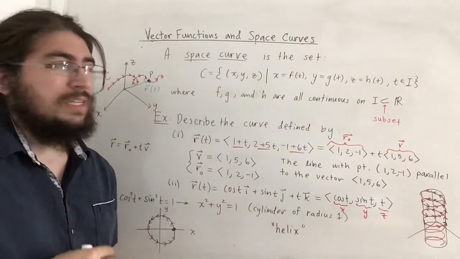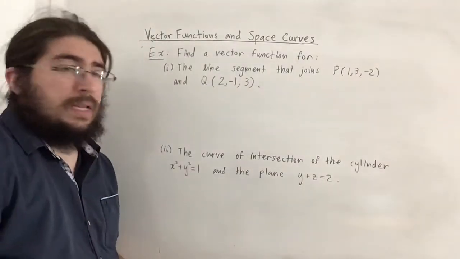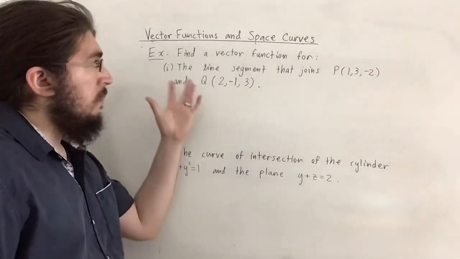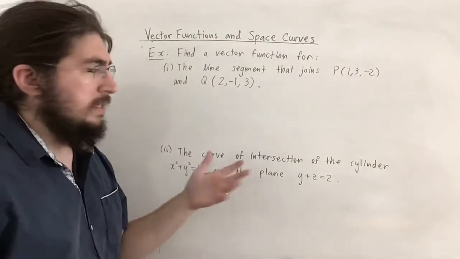So now we're going to move on to a few more examples, and then that'll be it for the video. These are going to actually be the last 2 examples we'll see in this video. We want to find the vector function for the following. First, for this line segment that joins these 2 points, and then for this curve that's described here.